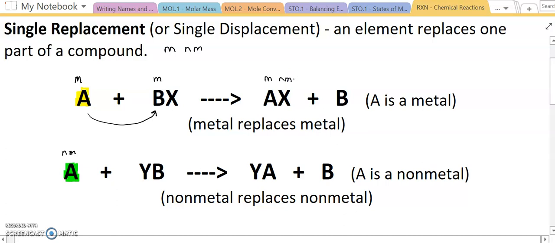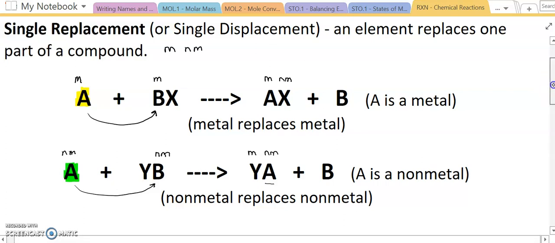Some of my reactions, though, my element will be a nonmetal, and my element will replace the nonmetal in the compound. And so A is going to sit in the second position because, again, an ionic compound is always written with the metal first and the nonmetal in the second position. So if I'm doing a metal replacement, I am going to replace the first part of the compound. And if I'm doing a nonmetal replacement, then I have to replace the second part of the compound.